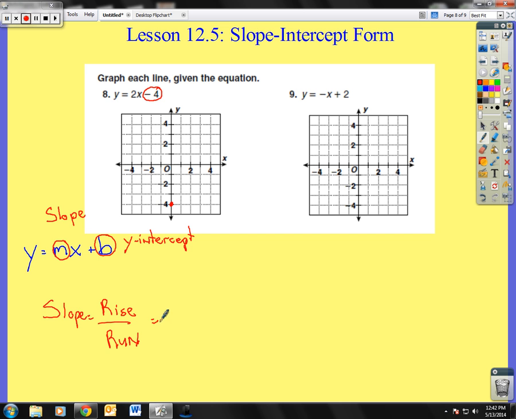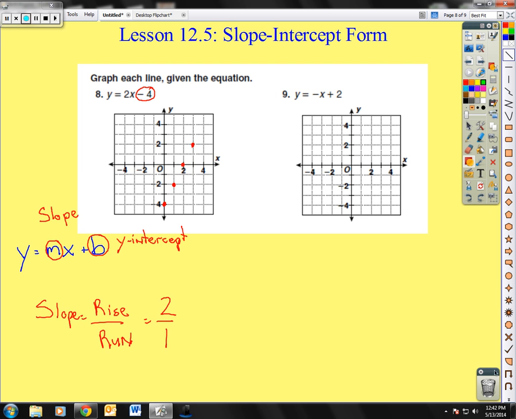Now when I have 2, I know that the rise is 2, the run then is 1, because I need to make any fraction into a whole number, or make any whole number into a fraction, just put it over 1. Now I know that the rise is 2, so I will go up 2, and over 1. If I want to plot a second point, up 2, or a third point, over 1. Up 2, over 1.